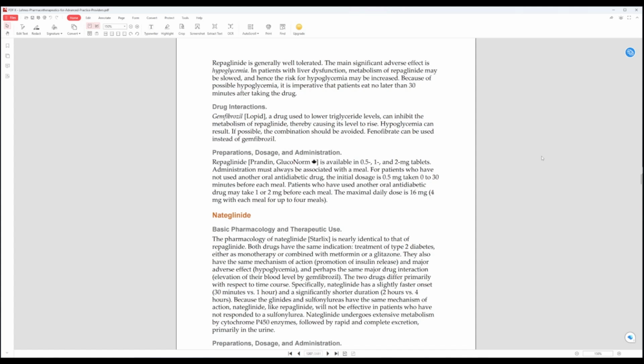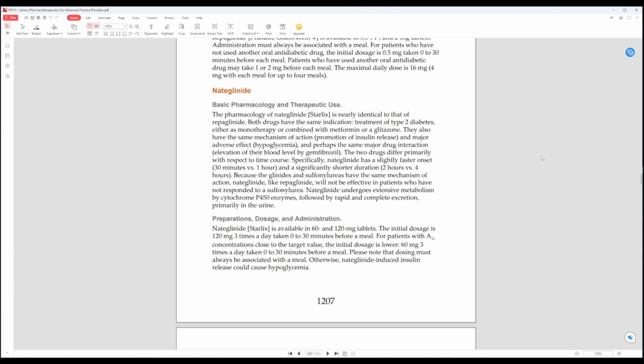Its preparation, dosage, and administration, therefore. Repaglinide is available in 0.5, 1, and 2 milligram tablets. Administration must always be associated with a meal. For patients who have not used another oral antidiabetic drug, the initial dose is 0.5 milligrams, taken 0 to 30 minutes before each meal. Patients who have used other oral antidiabetic drugs may start at 1 or 2 milligrams before each meal. The maximal dose is 16 milligrams, or 4 milligrams with each meal for up to 4 meals.